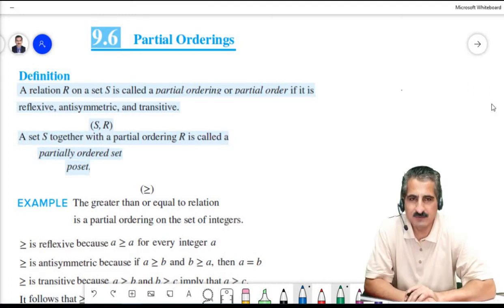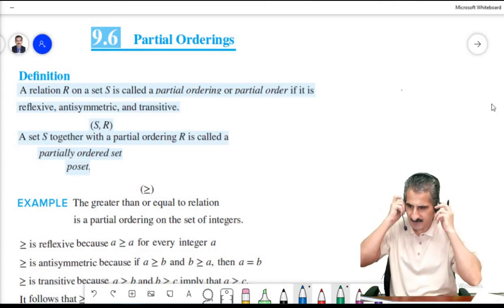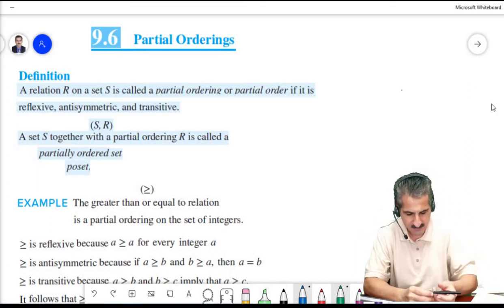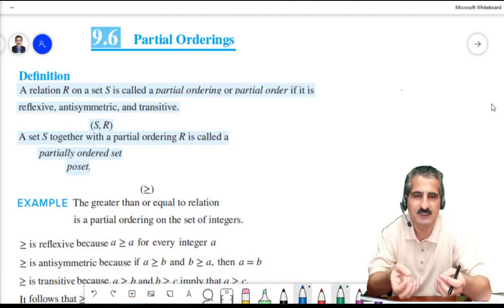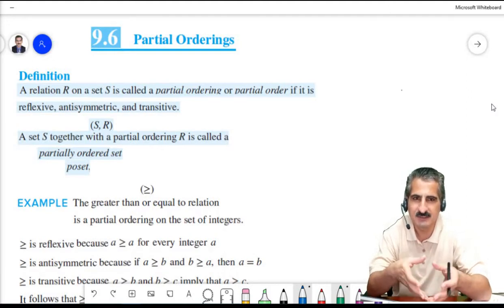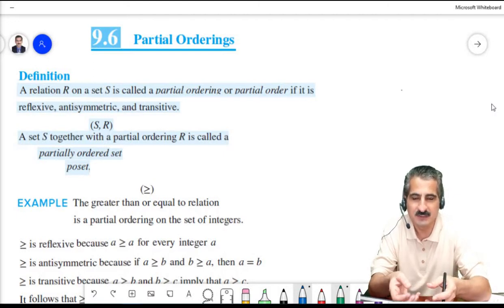Okay, partial ordering, section 9.6. Partial ordering is just simply a relation. Let's see what we mean by partial ordering. Orders mean we must order the elements in some set some way, saying some element is bigger than or smaller than the other. Sometimes we can do this comparison and sometimes we cannot. Now smaller or greater here will have different meanings than the usual meanings that we are used to, and this is what we are going to learn today.